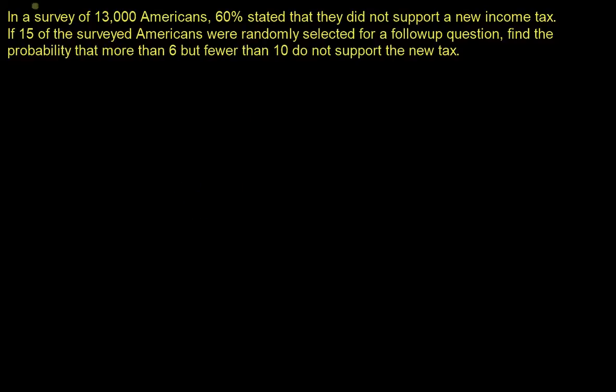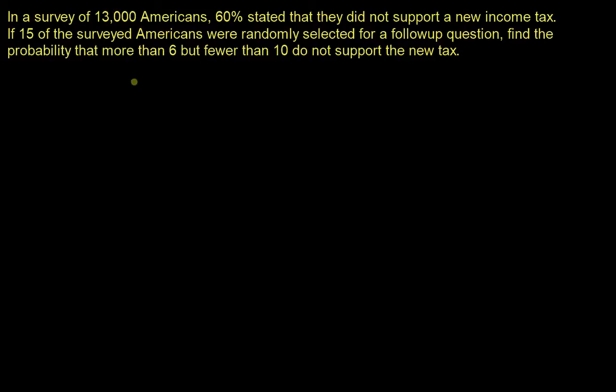Okay. So here we have a survey of 13,000 Americans. 60% said that they did not support a new income tax. If 15% of the surveyed Americans were randomly selected for a follow-up question, find the probability that more than 6 but fewer than 10 do not support the new income tax. Okay, so we have 15 being selected from the 1,300. You either support or you do not support the income tax, and that is why this is a hypergeometric distribution.